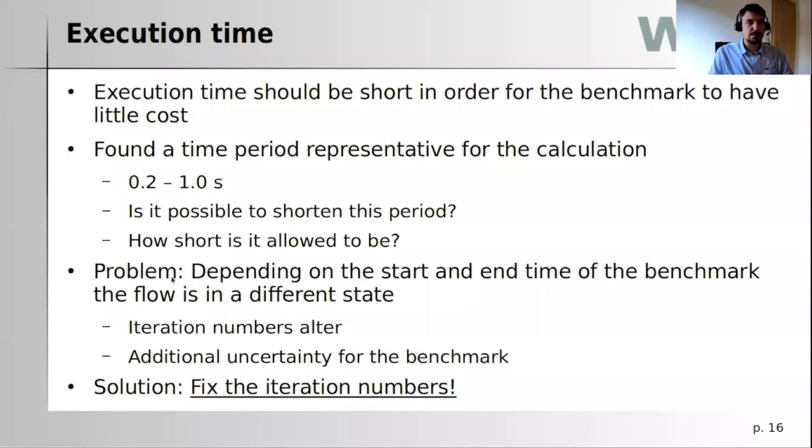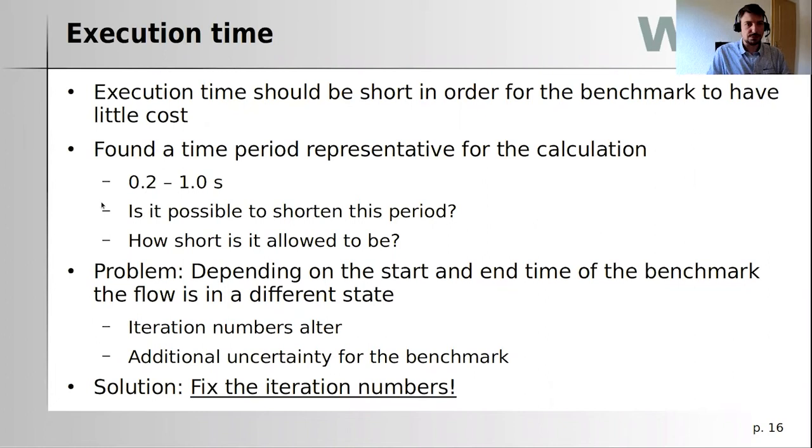Execution time should be really short, because you don't want to run your benchmark for hours just to find out that you need some seconds per time step. So how do you compress it? We found the representative time. It's from 0.2 seconds until 1 second. Can we shorten it? Can we just cut it off? And if yes, how short should it be?